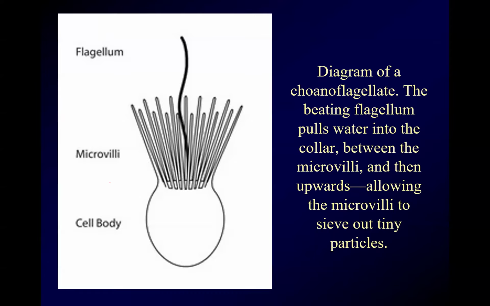And I want to draw this. It pulls water that way. So water passes through the microvilli, between the microvilli, and then upwards and backwards, because the cell is swimming this way. Don't know why we got that extra line in there, but there's a forward arrow. So the water gets shoved backwards, and as it passes through the microvilli can sieve out tiny little food particles and phagocytose them and feed on them that way.